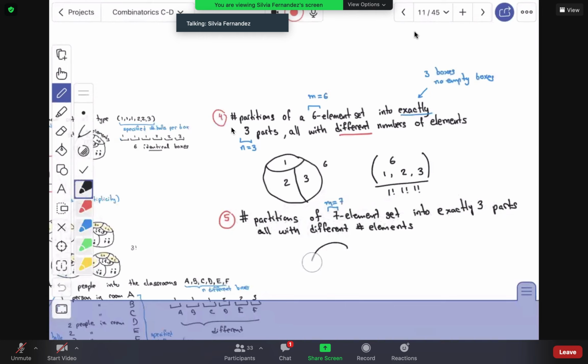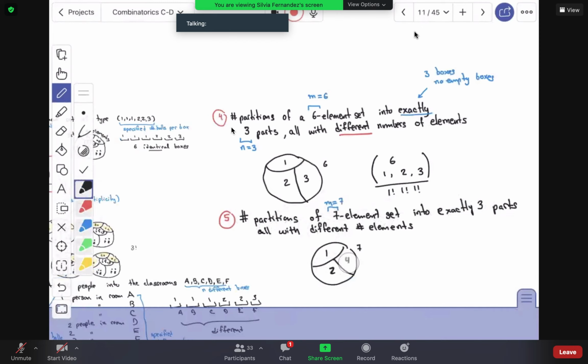So now I can have different partitions. So the total is 7. I'm supposed to have 3 parts. So I can have one part that's 1. The others need to add up to 6. So I can have 2 and 4. Or, can I have more?